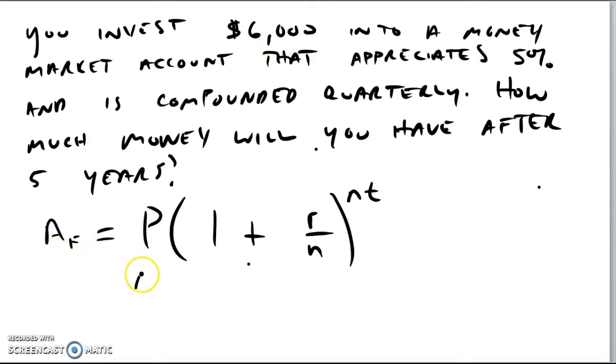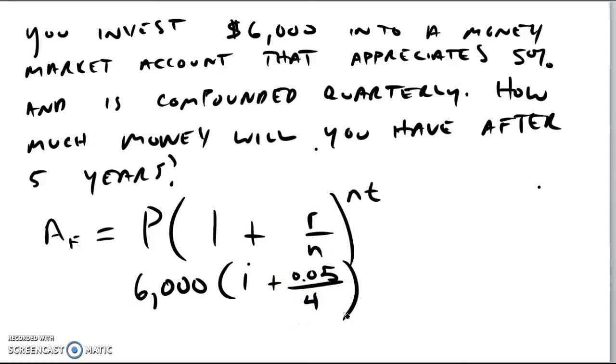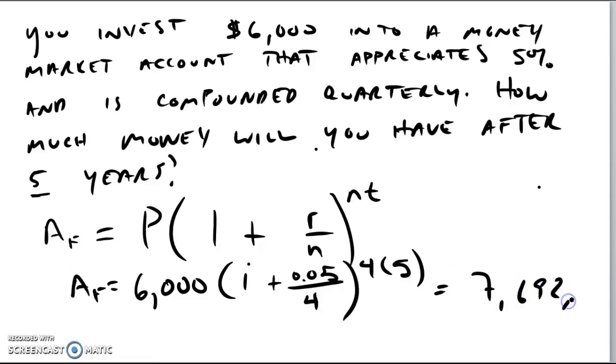So we're investing 6,000, that's our principal, that's our P, and we're going to do 1 plus the rate, which is 0.05, because it's appreciating at a 5% rate, and it's compounded quarterly, so 4. You're going to use 4, quarter means 4. And how much money we have after 5 years, so it's compounded quarterly, or N is 4 again, and we're going 5 years. And the final answer is $7,692.22.